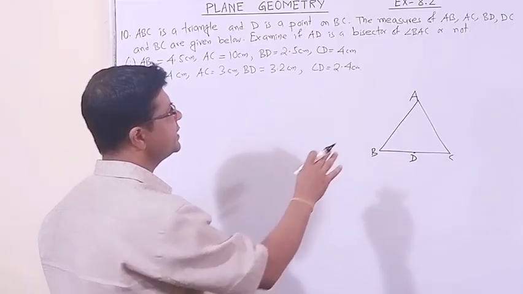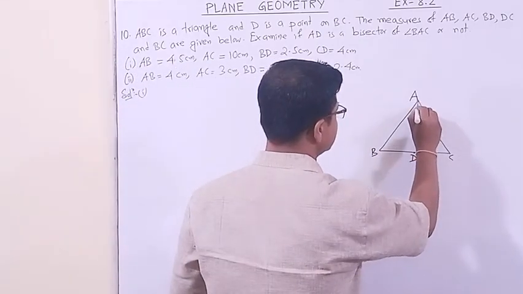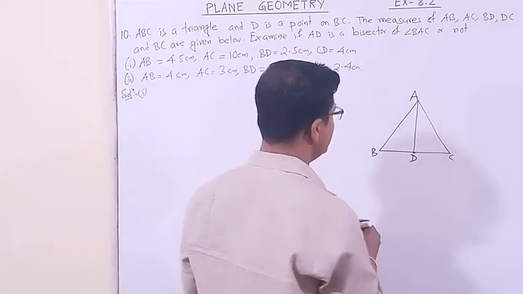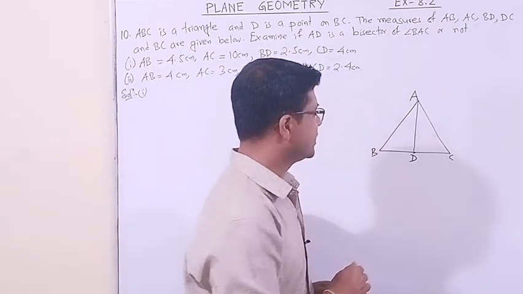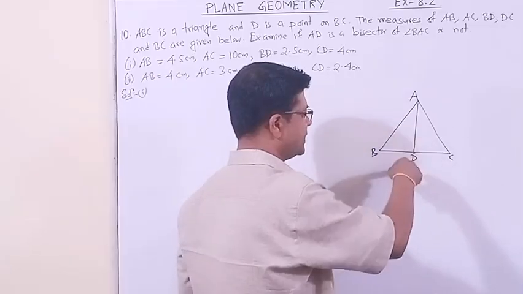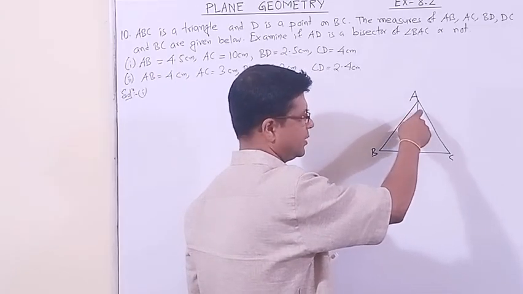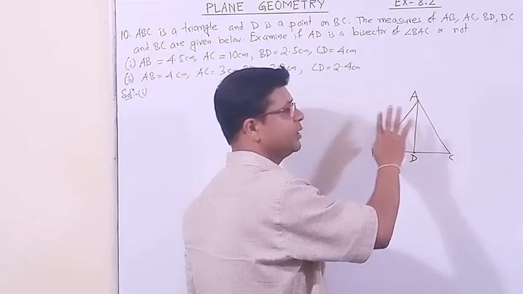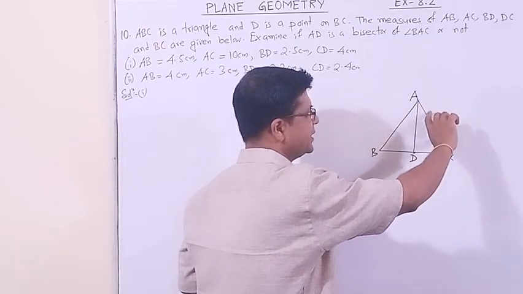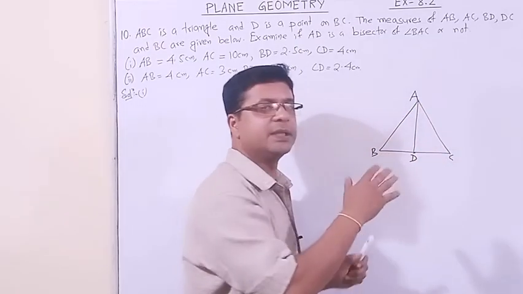Examine if AD is a bisector. Okay, how will we do this? This is the converse of the theorem we obtained here. Suppose AD is the bisector. If AD is the angle bisector, these two angles are equal. If AD is the angle bisector of angle A, then we obtain AB by AC is equal to BD by DC. Here it is the converse.